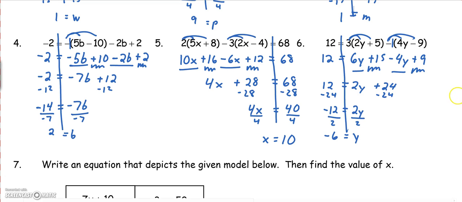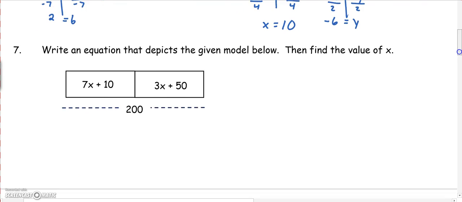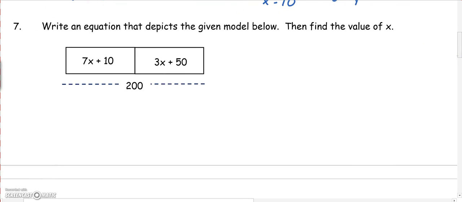Number 7. Now we're going to solve for a variable, but we're going to give it a picture to go along with it. So write an equation that depicts the model below. So what we're saying is that this whole box has a length of 200, and there's 2 individual pieces that make it up. So what we're going to do is we're going to combine those pieces by adding them together. So 7x plus 10 plus 3x plus 50 equals 200.